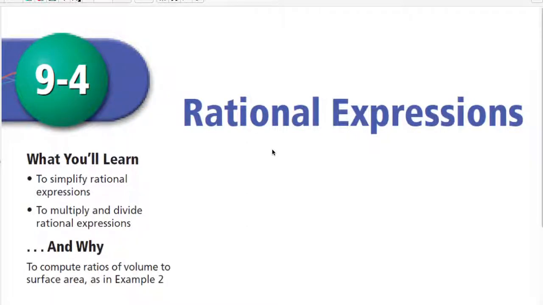Alright guys, let's do 9-4 rational expressions. We're going to start with the first objective, which is simplifying rational expressions.